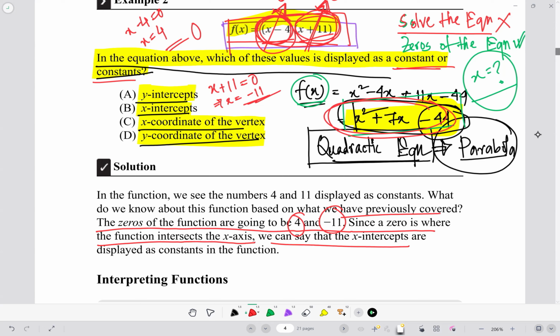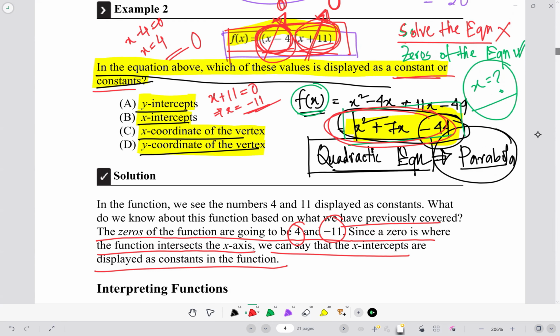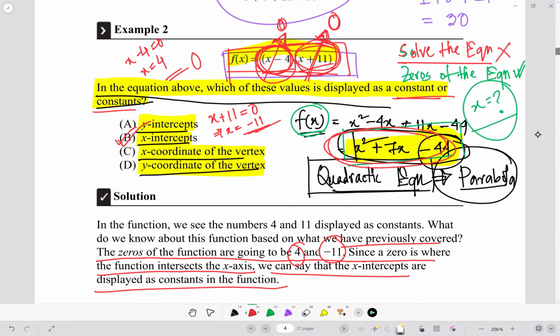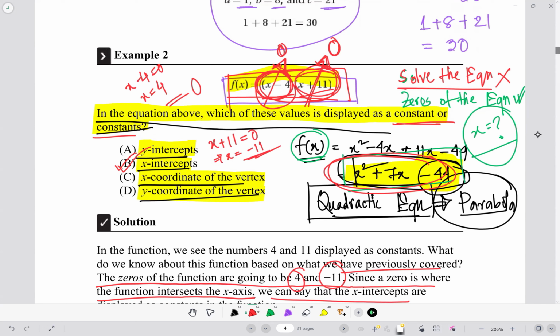So we can say that x-intercepts are displayed as constants in the function. Yes, the x-intercepts, because we are solving for x, considering y as 0. If we equate this green highlighted term with 0, and also equate the other green highlighted term with 0, then what do you get? You get positive 4 and negative 11.